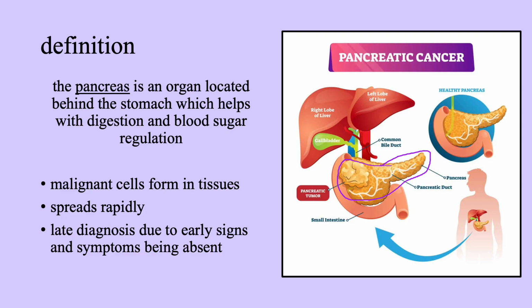As for pancreatic cancer, the definition is a malignant tumor that forms in the tissues of the pancreas. This occurs when cells grow in an uncontrollable manner and metastasize to other parts of the body. So these malignant cells are rapidly spreading. Diagnosis is also typically late, because early signs and symptoms are absent and don't appear until the disease is really advanced and dangerous.